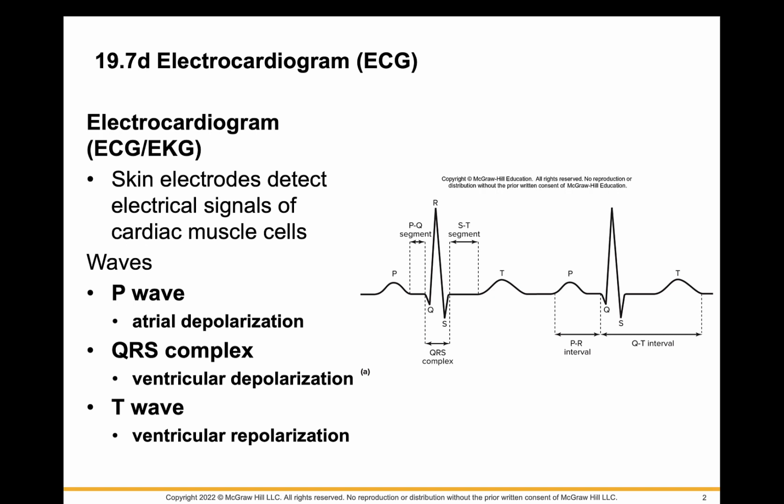Now, what an EKG is, you're looking at skin electrodes that are detecting the electrical signals being generated by cardiac muscle. What the EKG machine actually does is sum all the electrical activity being produced by the contractile cells, and it generates what we see here as the general pattern of an ECG.